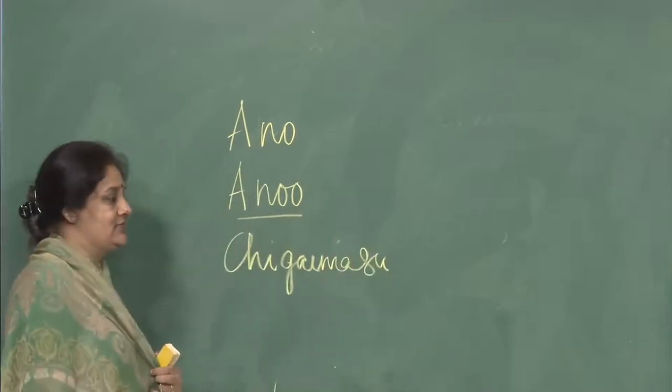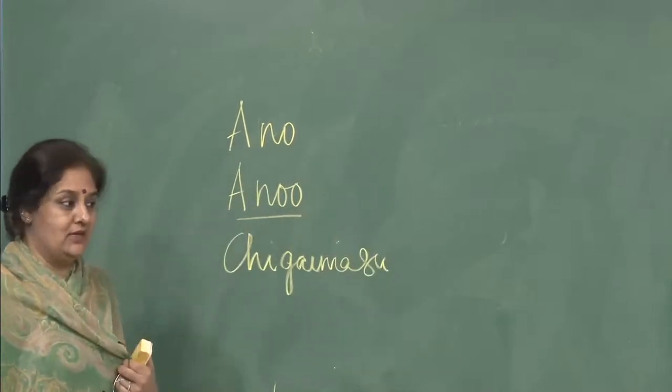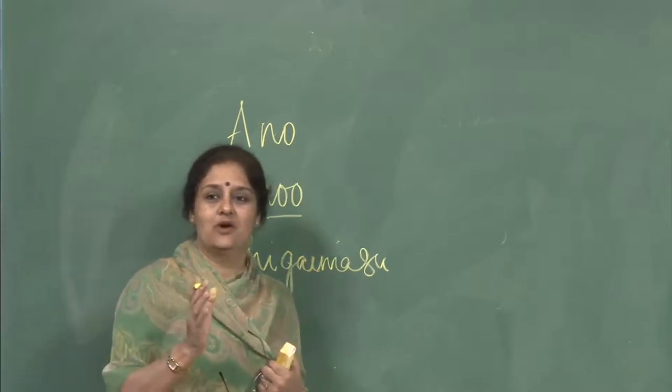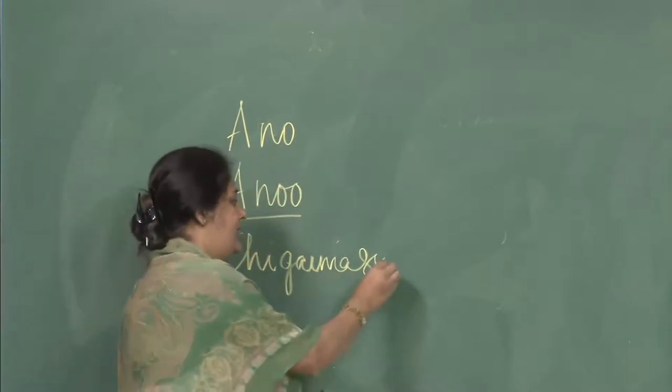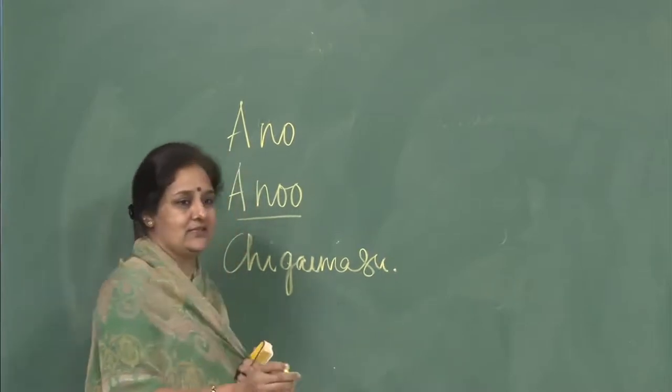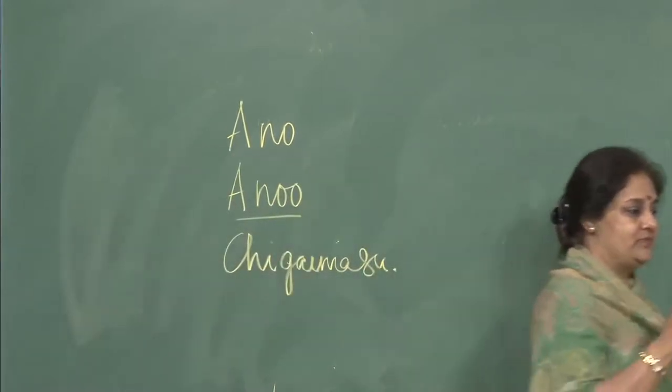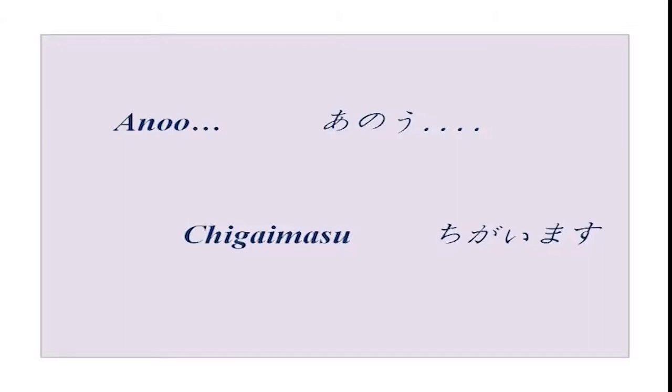Chigaimasu literally means it is different, meaning that it is different from what you are saying. I do not mean this, it is something different. Chigaimasu. Ima ichiji desu ka? Iie, chigaimasu. Ima ichiji han desu. So that's how you would use chigaimasu.